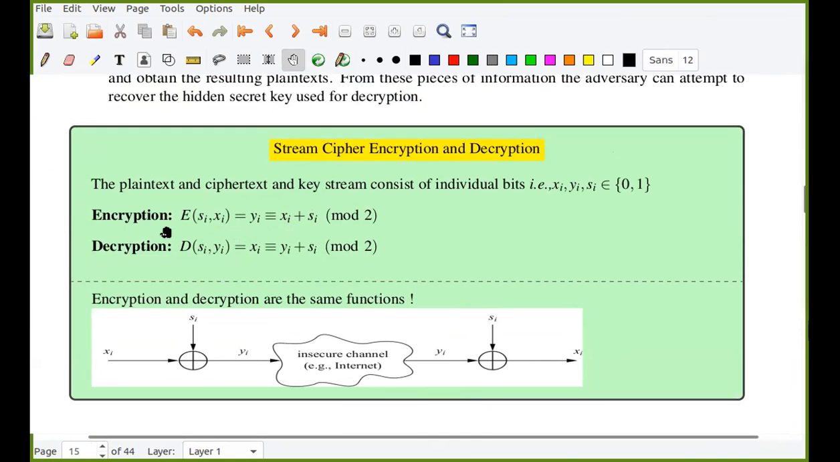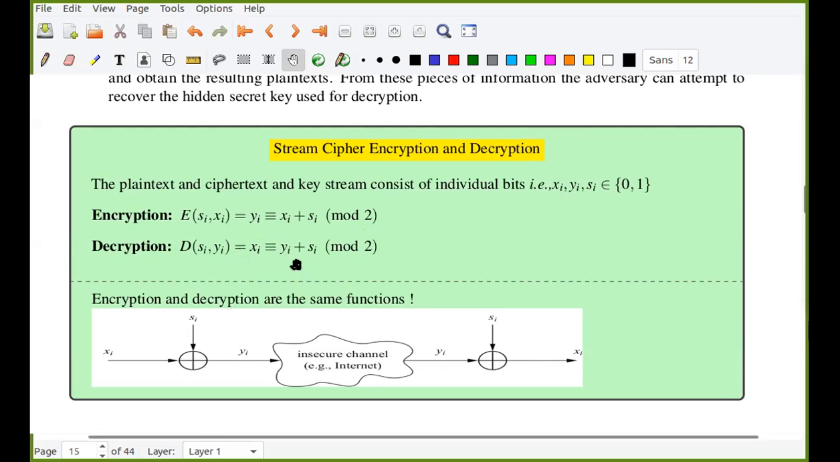How does the encryption function look? Here all my elements are xi, yi, si. Si is the secret key, xi is the plain letter, and yi is the output. So yi is equal to xi plus si modulo 2. Xi is either 0 or 1, and si is either 0 or 1. I will add them and do modulo 2. Whatever I get, that is yi, and yi's possible values are also 0 or 1.